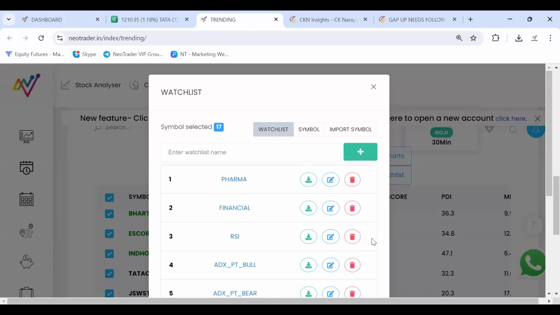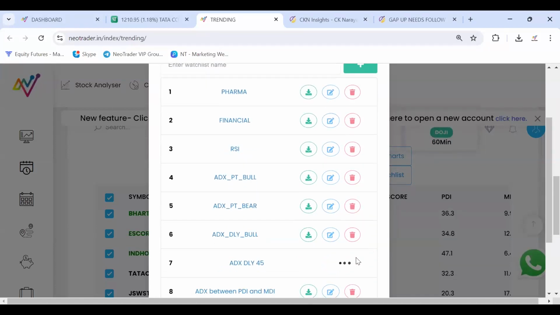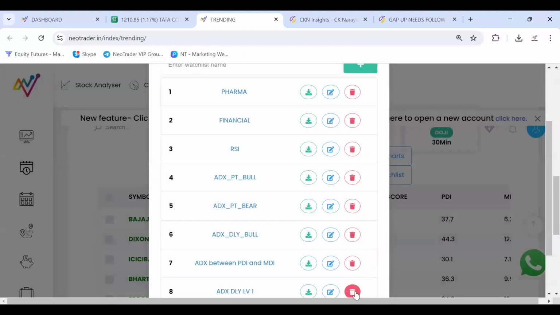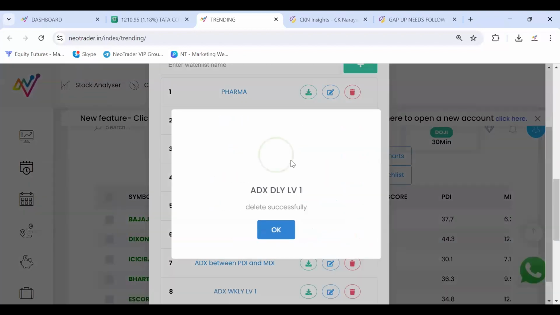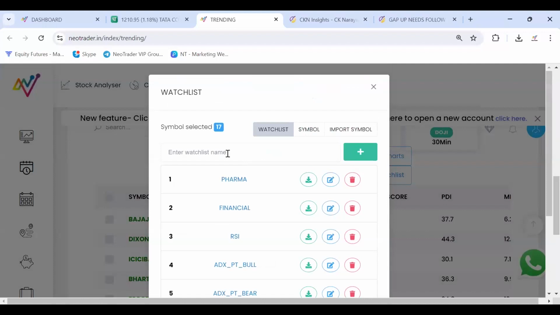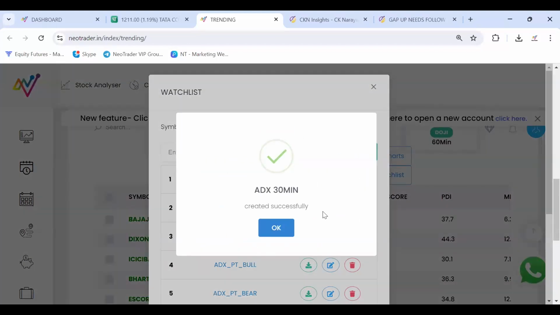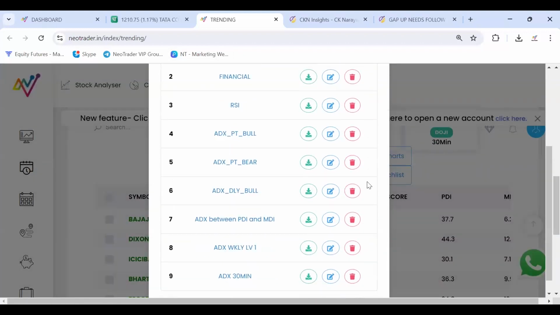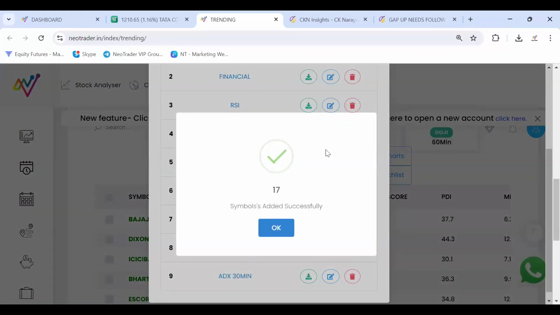And here I will say, okay, so let me delete some watch list here, right? So now what I'll do is I will create a watch list and I will say ADX 30 minutes. Okay. Now I'll go here and I have created one watch list. Now in this watch list, I will add these stocks. कैन यू सी हियर 17 रिकॉर्ड्स एडेड.